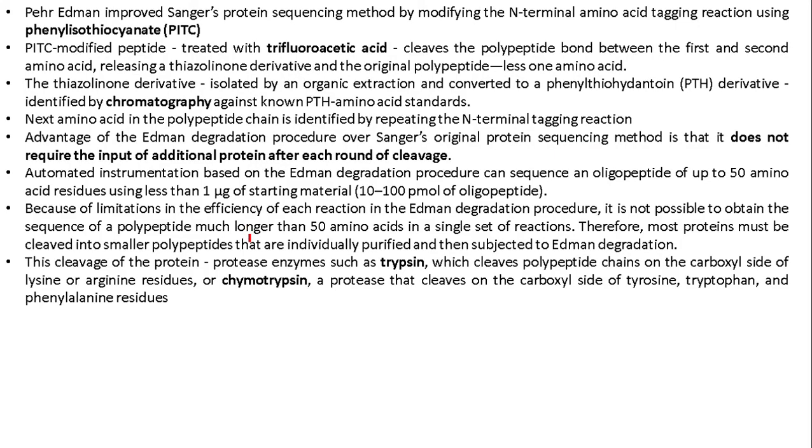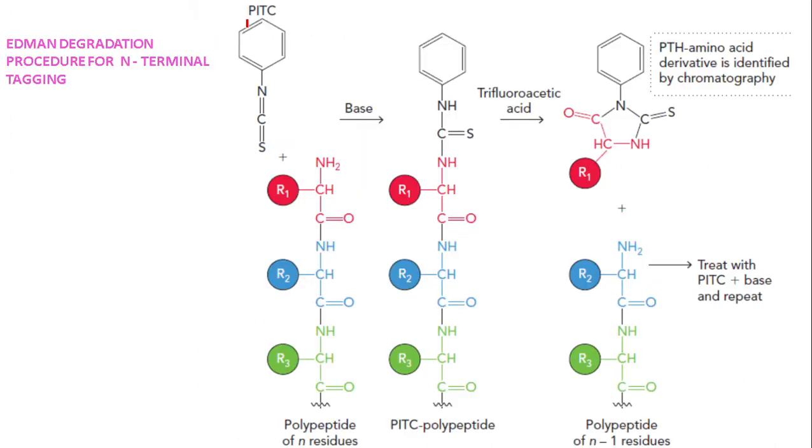And later, Edman modified this Sanger's method. Instead of 1-fluoro-2,4-dinitrobenzene, Edman used another reagent, phenyl isothiocyanate, PITC. Let us see the reaction first. This is PITC, phenyl isothiocyanate.